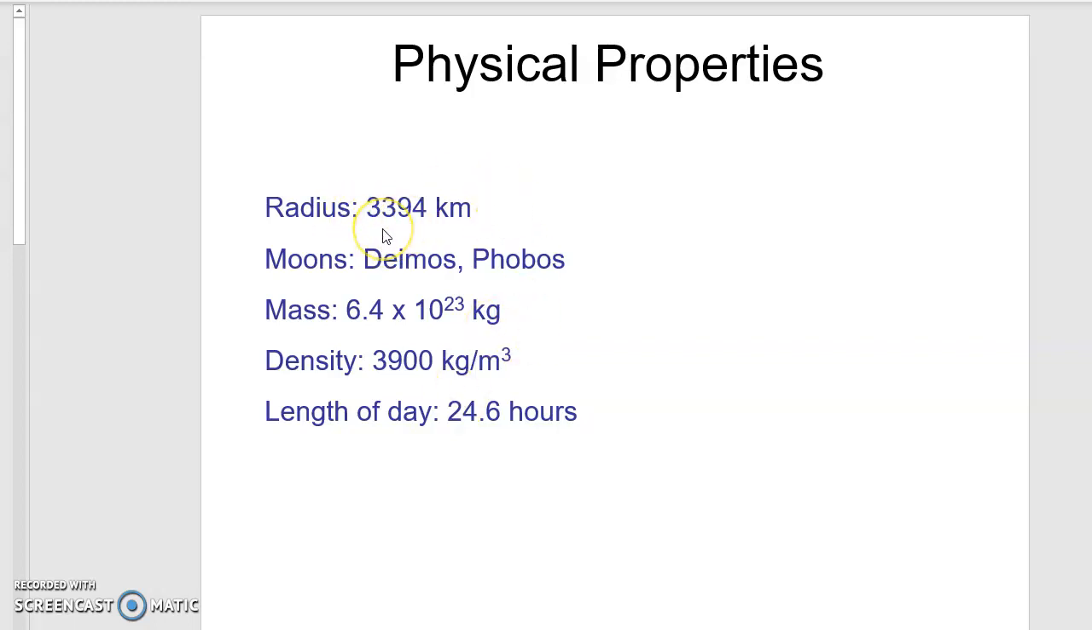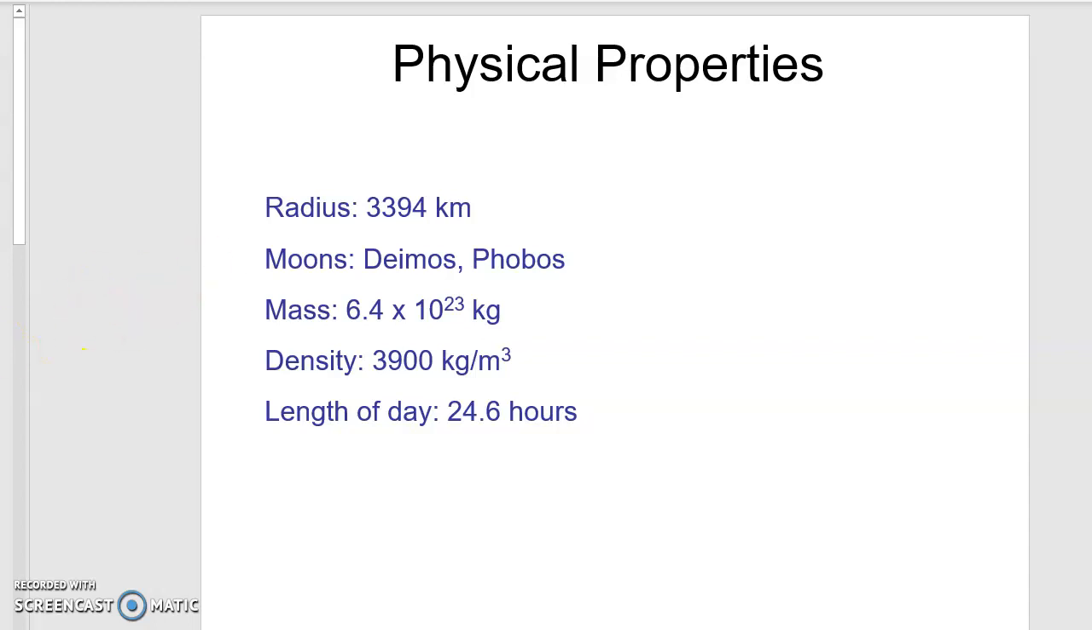So the gravity on Mars is about 38% of what it is here on the Earth. That means that somebody who weighs 200 pounds on the Earth would weigh 76 pounds on Mars. Good way to lose weight.